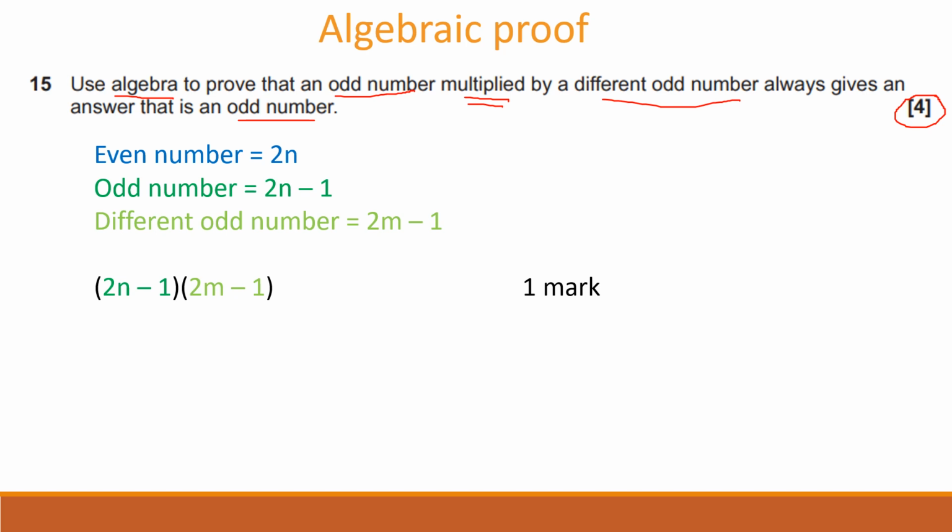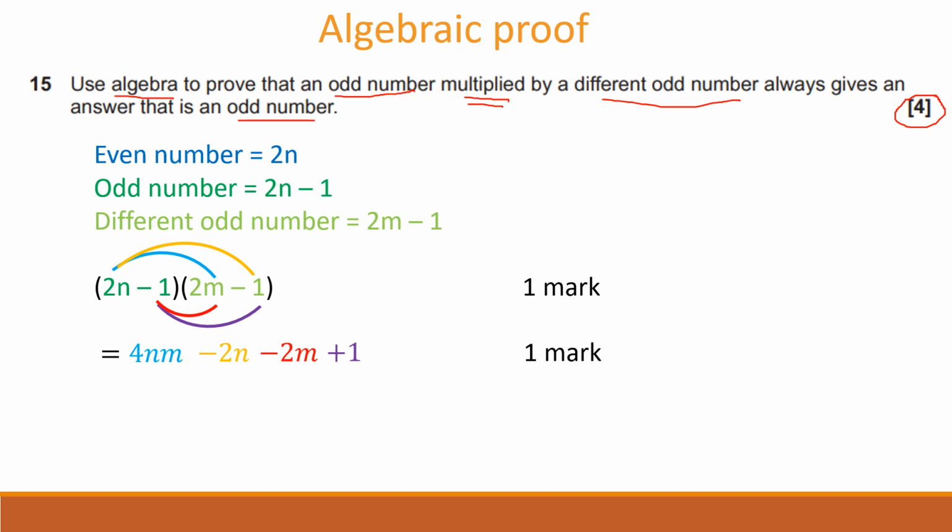Now to multiply these numbers I'm going to multiply each of the terms together. So I'm going to start with the first terms, and the 2n times the 2m is going to give me 4nm. Then I've got to multiply the 2n by the -1, which gives me -2n. Then I've got -1 times 2m, which is -2m. And then I've got -1 times -1, which is +1, which gives me 1 mark.